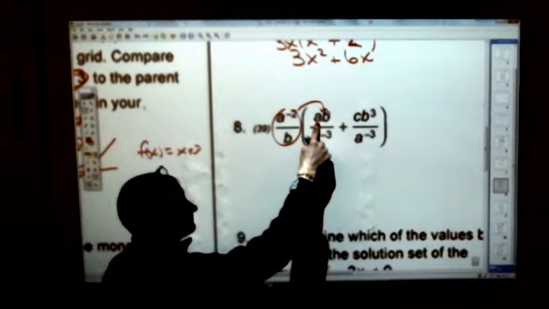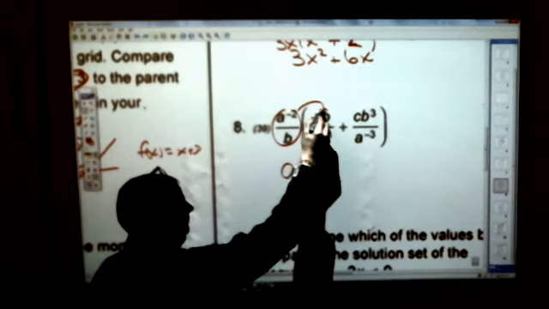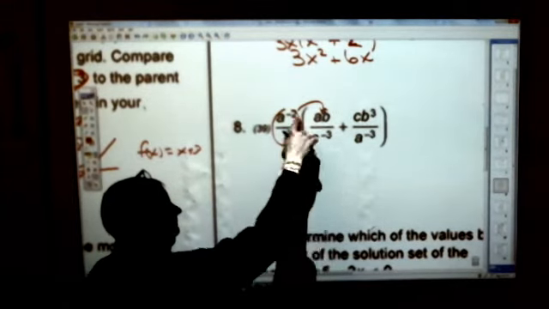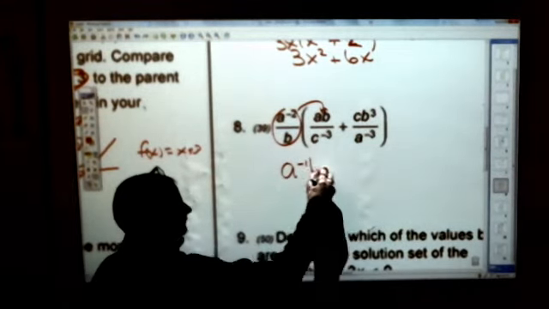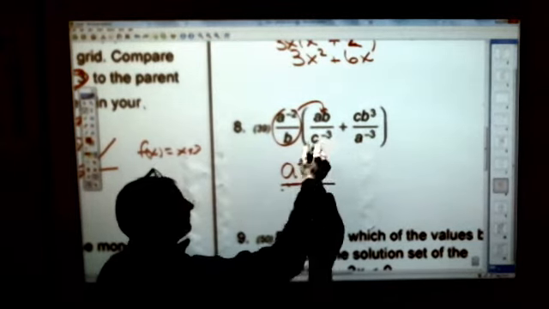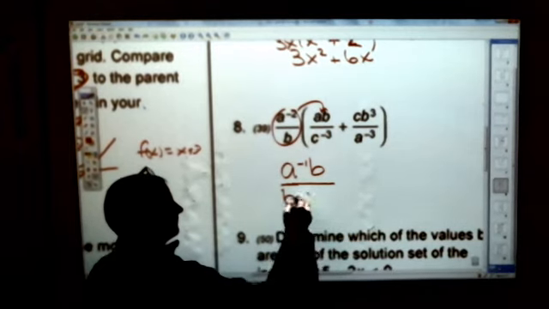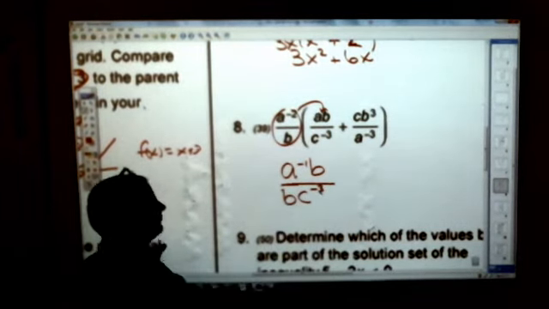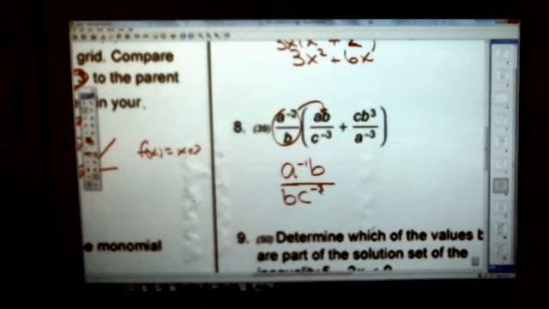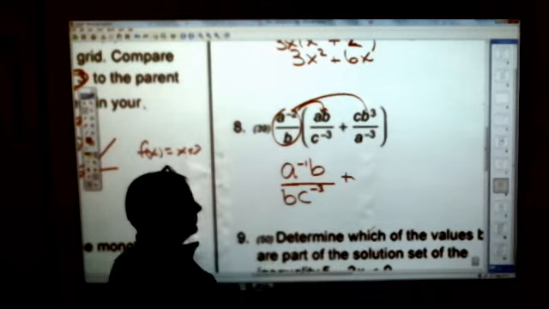Oh, wait a minute. I get an a to the negative 1, right? Because this is a positive 1, negative 2 plus 1 is negative 1. And then I have a b there, and I have a b on the bottom that gets multiplied by the c to the negative 3, correct? That'll be there if you didn't catch. That's the first term. That's only half of it. Then you have to take that whole thing and multiply it by that second term over there.